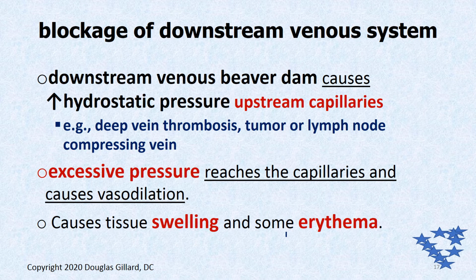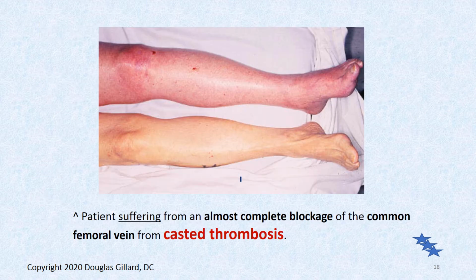Blockage of the downstream venous system, yep, like a DVT. As I just said, a blockage in the downstream venous system will back blood up into the microcirculation. It increases hydrostatic pressure, and the capillaries start to leak and allow too many red blood cells into the region, and you start getting that red color. You'll have swelling with that.